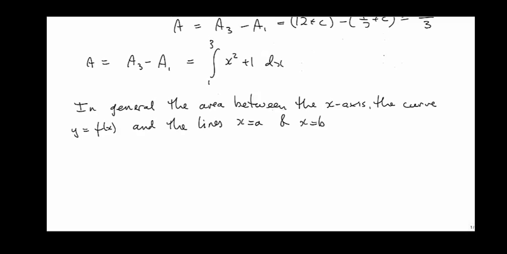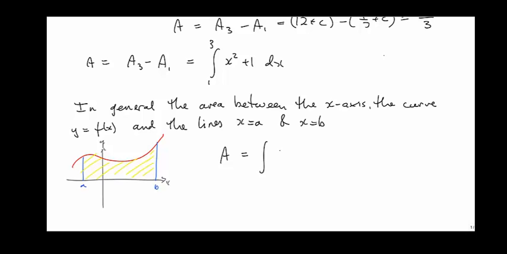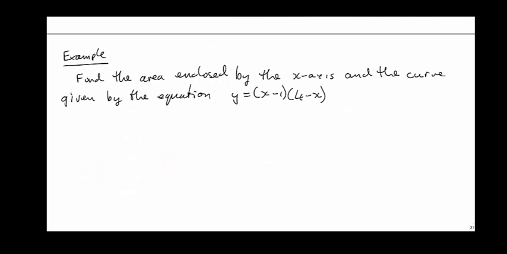So in general, the area between the x-axis, the curve y equals f of x, and the lines x equals a and x equals b is given by the integral of f of x dx between the limits of a and b. So for example, find the area enclosed by the x-axis and the curve given by the equation y equals x minus 1 multiplied by 4 minus x.